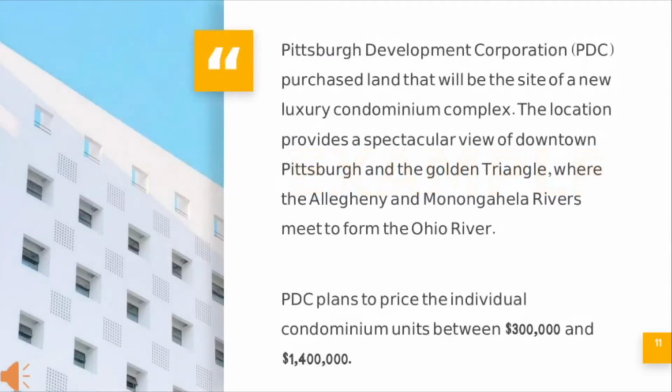Pittsburgh Development Corporation, or PDC, purchased land that will be the site of a new luxury condominium complex. The location provides a spectacular view of downtown Pittsburgh and the Golden Triangle, where the Allegheny and Monongahela rivers meet to form the Ohio River. PDC plans to price the individual condominium units between $300,000 and $1,400,000.